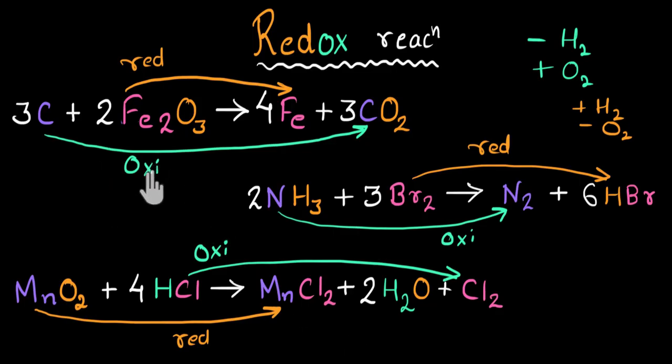See, oxidation reaction and reduction reaction, they always occur in pair. Meaning, if in any reaction you see something is getting oxidized, then there must be something else that is getting reduced. It wouldn't be the case that you find something is getting oxidized and there's nothing else getting reduced. They always occur in pair.